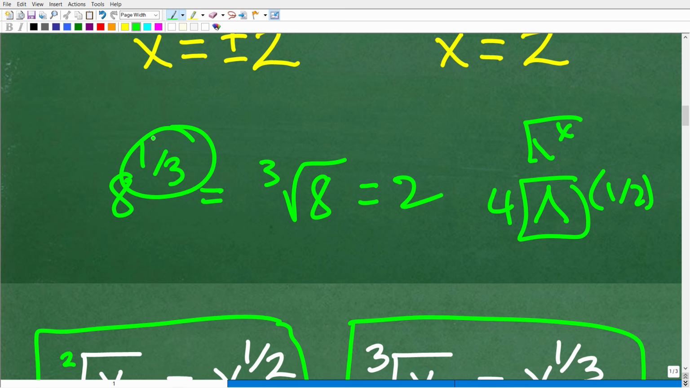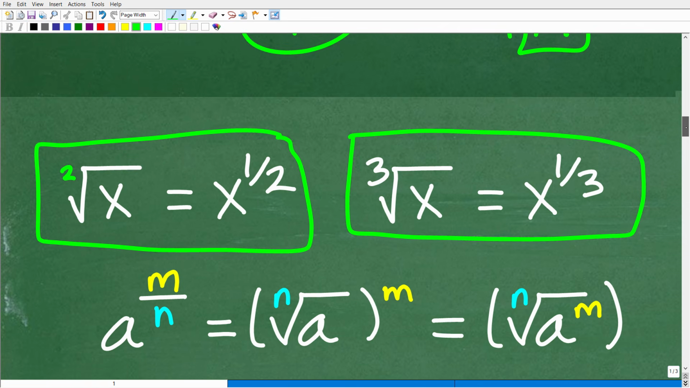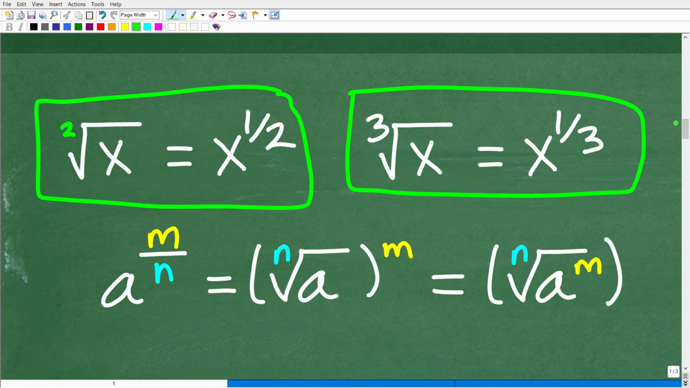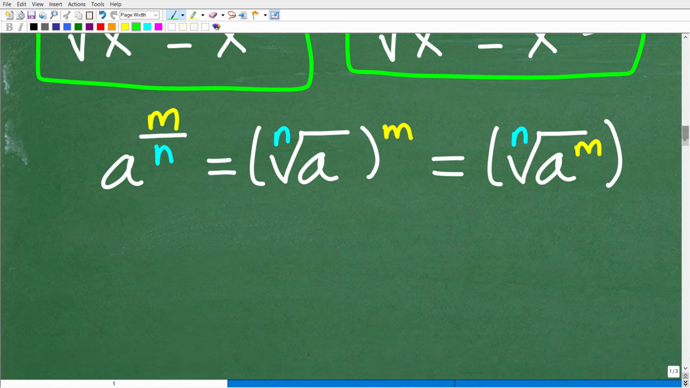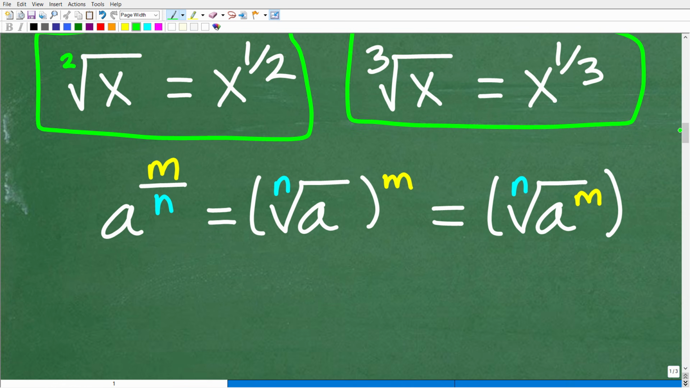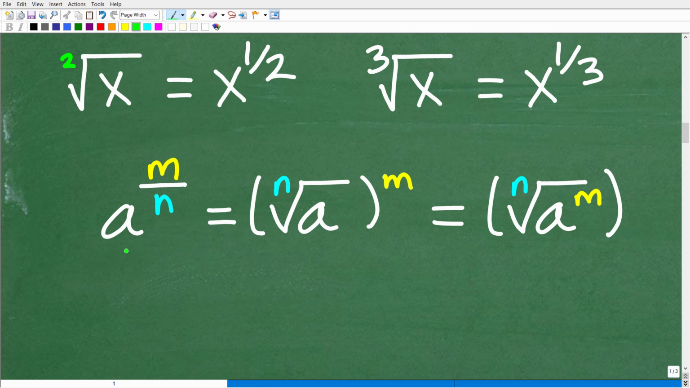Okay, so again, rational exponents have an equivalent radical expression that we can write, and you need to know how to go from one to the other. All right, so here is a quick review of what you need to know. You can pause the video and write this down for your notes if you want. So a to the m over n, this is a rational exponent. So m is our numerator and n is our denominator.